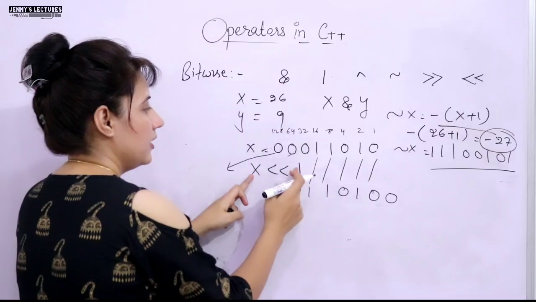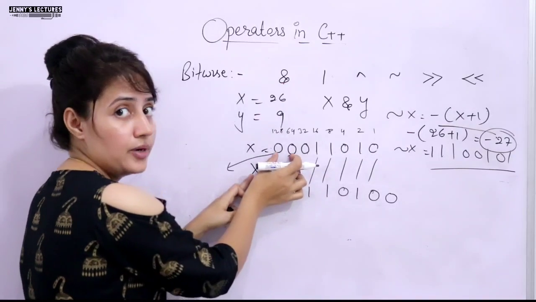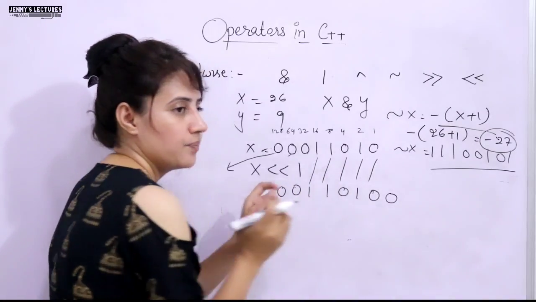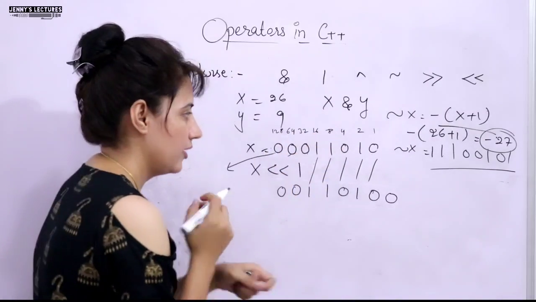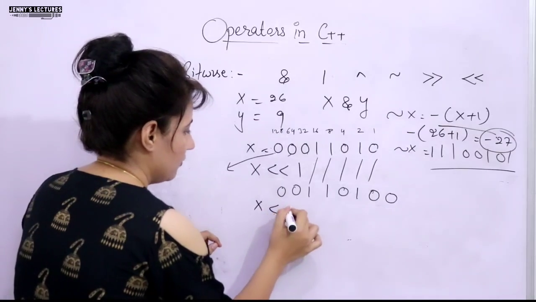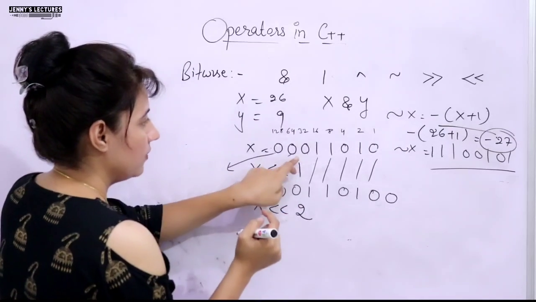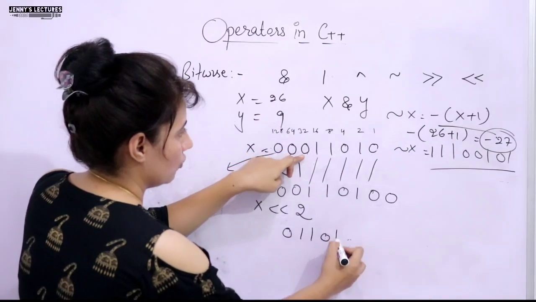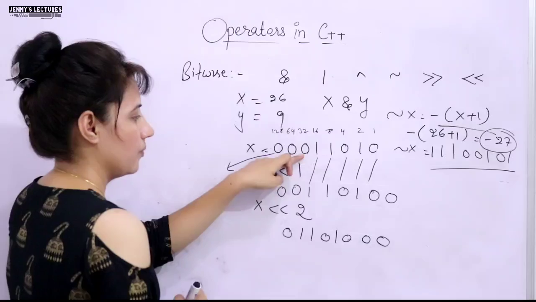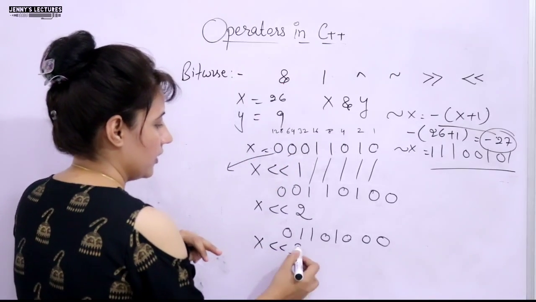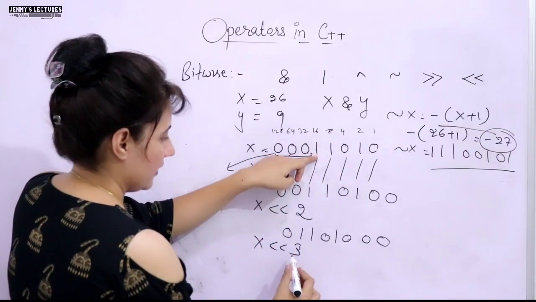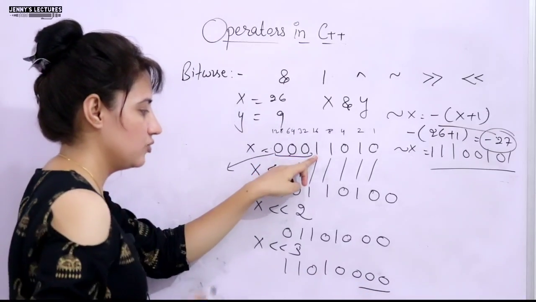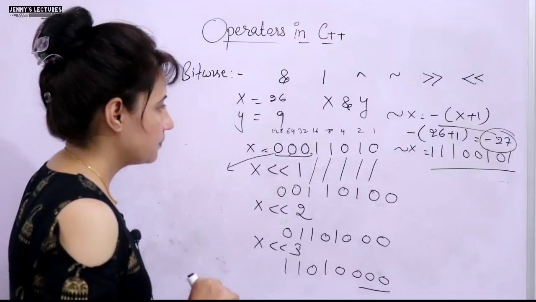If you want to left shift it by 2, these 2 left bits would be discarded. We will left shift these by 2, and here the 2 places would be filled with 0. I hope you got this. So if I write x left shift 2, then these 2 would be discarded. Now I write from here 0 1 1 0 1 0, and these 2 bits would be filled with 0. X left shift 3, these 3 bits would be discarded, and I'll write from here 1 1 0 1 0 0 0 0. These 3 places would be filled with 0, right?